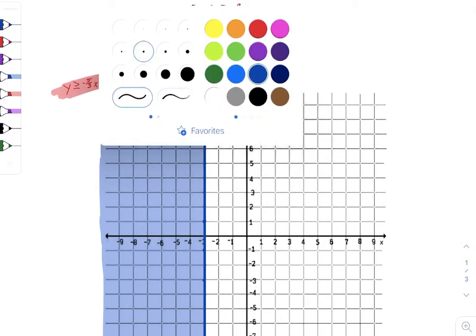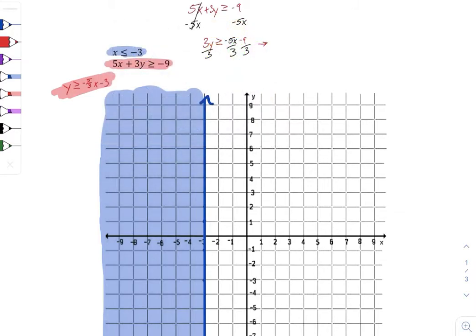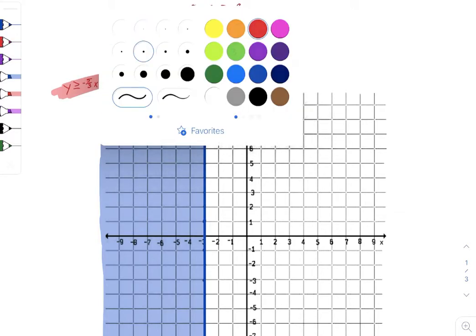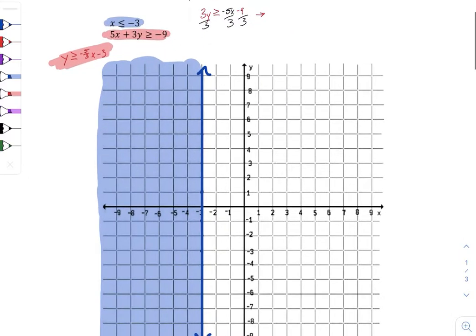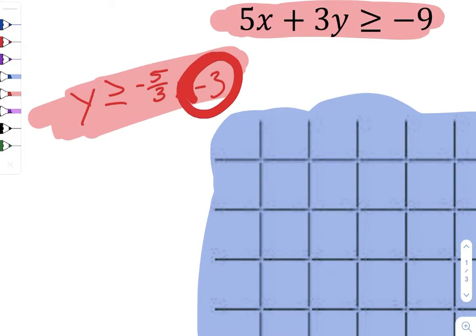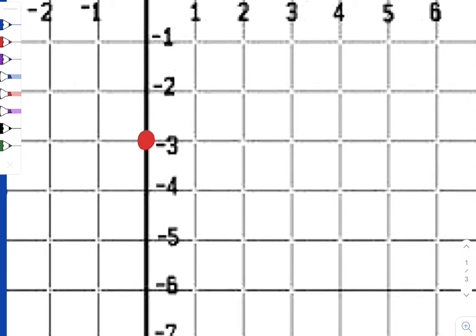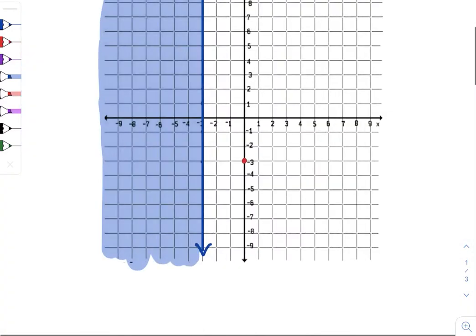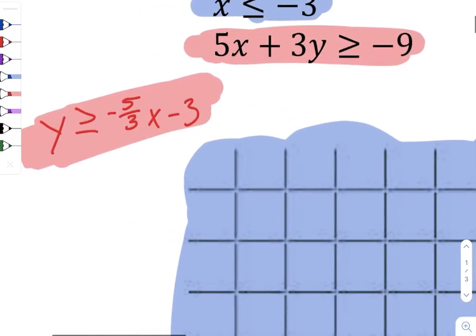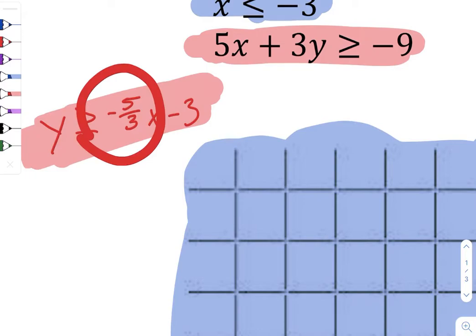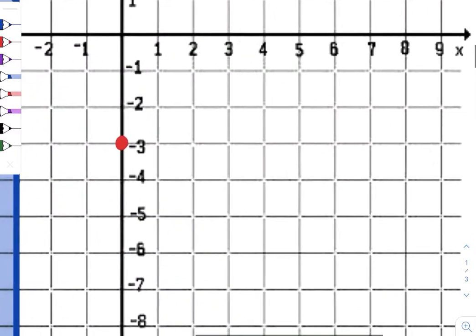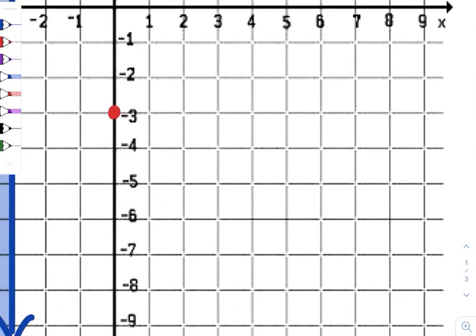All right, so the next one is the other equation. So y is greater than or equal to -5/3 x minus 3. When I'm graphing this, the first thing I want to do is look at that y-intercept, which is -3 in this case. So I'm going to go to the y-axis, find my -3, and put my first point. Okay, then I'm going to look at the slope. In this case, the slope is -5/3. That means I'm going to go down 5/3. So I'm going to count 1, 2, 3, 4, 5, 1, 2, 3, put my point.